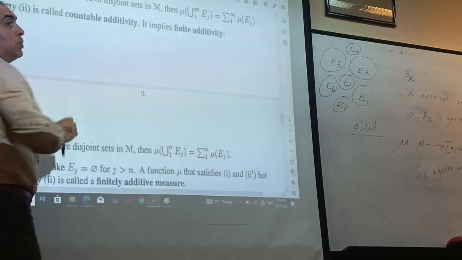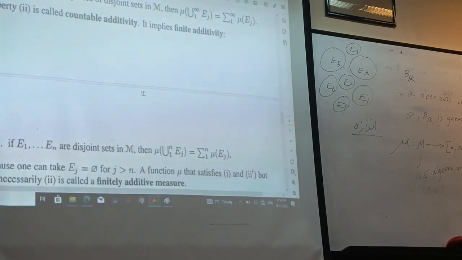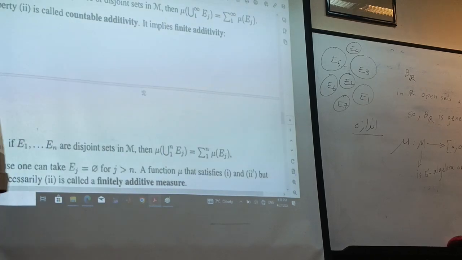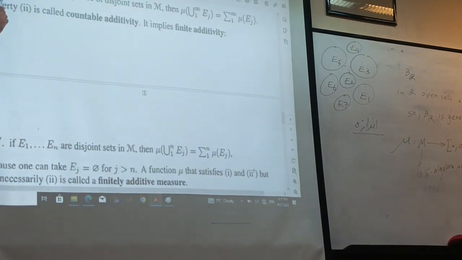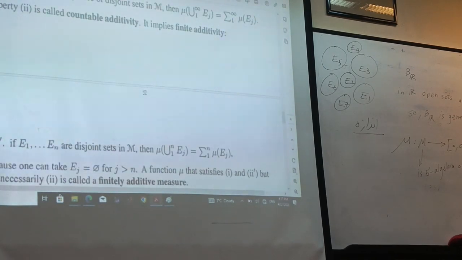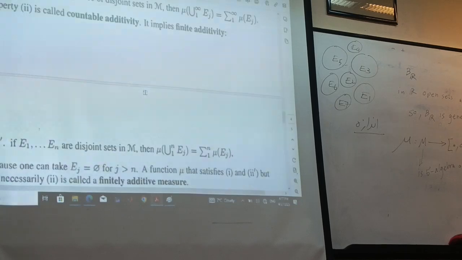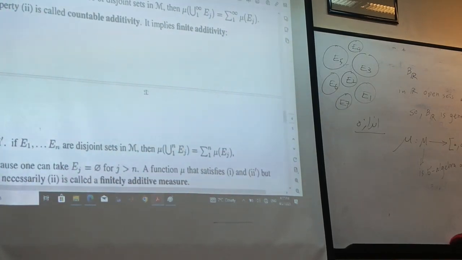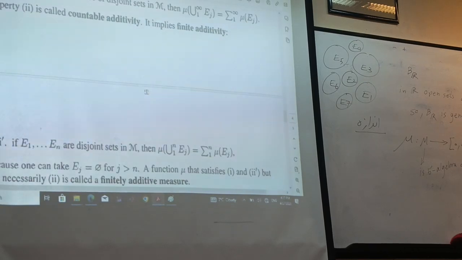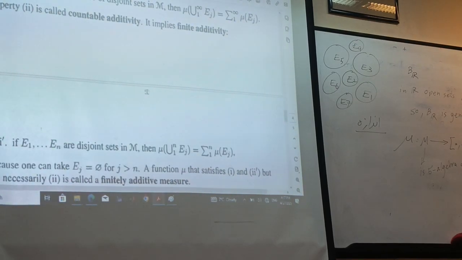From condition 2, we should prove condition 2 prime. Can you prove it? From condition 2, conclude condition 2 prime.